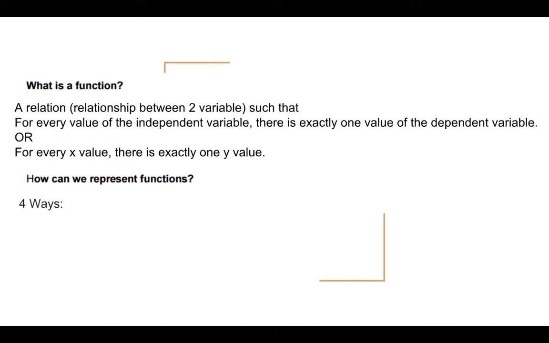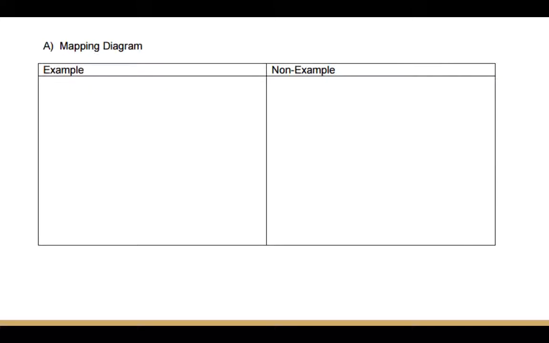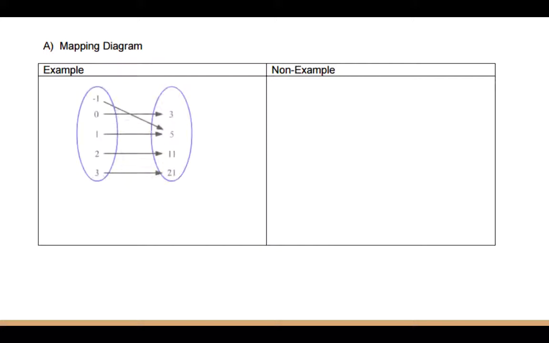How can we represent functions? There are four ways that we're going to look at in this course: a mapping diagram, a table of values, which we looked at a little bit in the first lesson, a graph, and an equation. So first off, a mapping diagram. An example of a function would look like this.